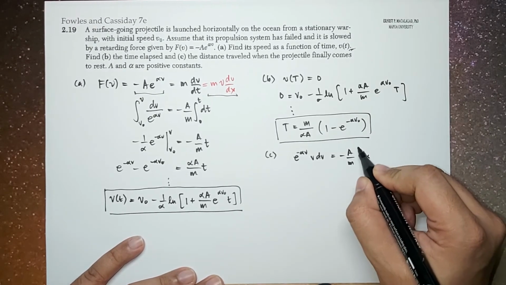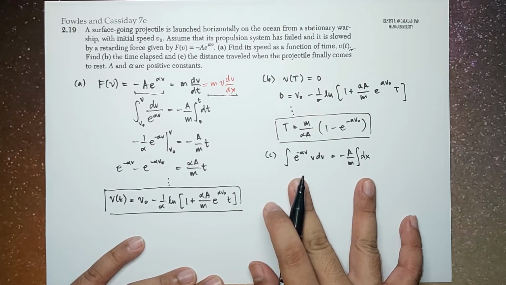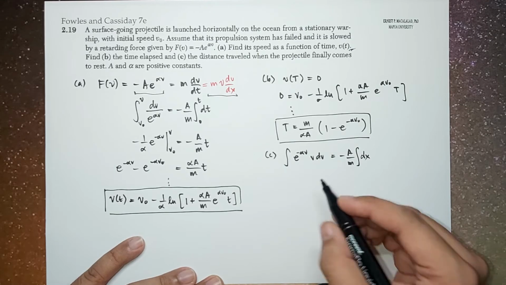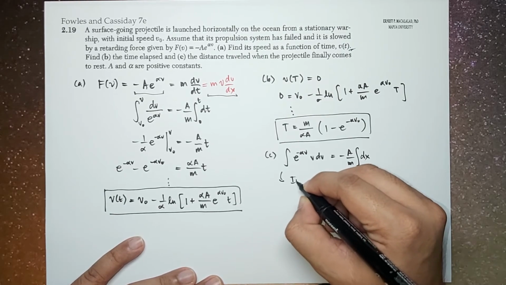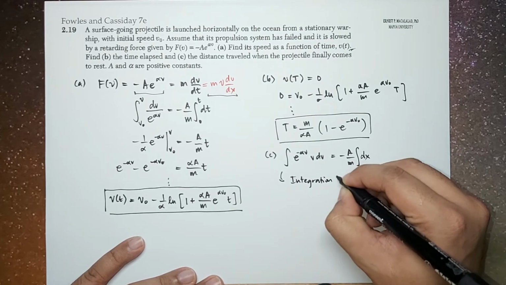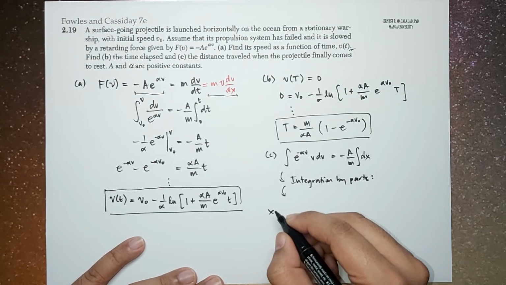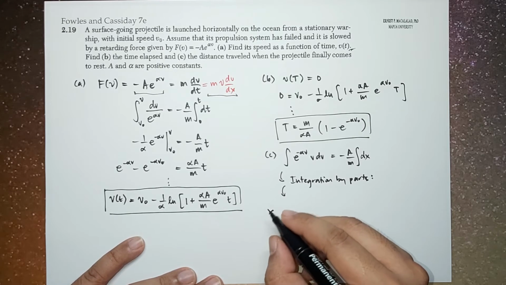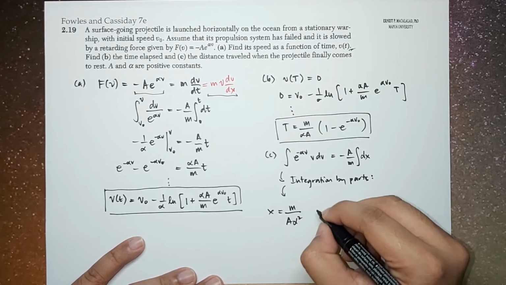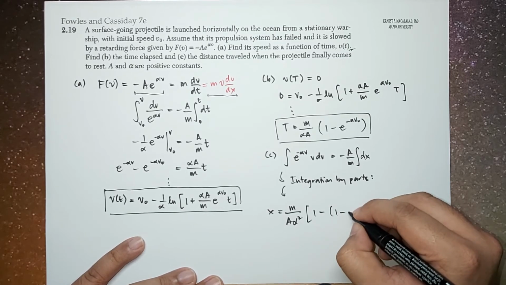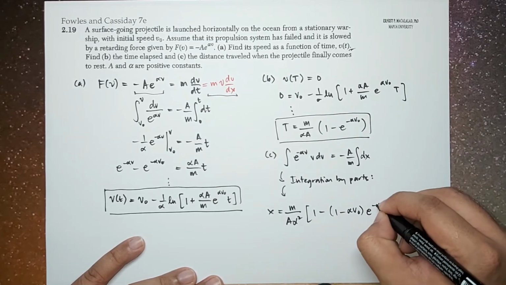Okay, and then we just do the simple integration. Again, we're not going to solve this in a more detailed manner, but I will just tell you that this can be solved by integrating by parts. So the end result here is that the position function will now be equal to m over a alpha squared times 1 minus alpha v naught e to the negative alpha v naught.